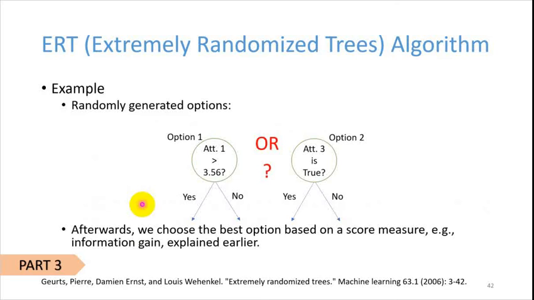And finally, we would have 2 options like this. Option 1: attribute 1 is greater than 3.56, yes or no. And the other option: attribute 3 is true, yes or no. So at every step that we need some options for choosing the best one among them, we generate the options like this randomly.